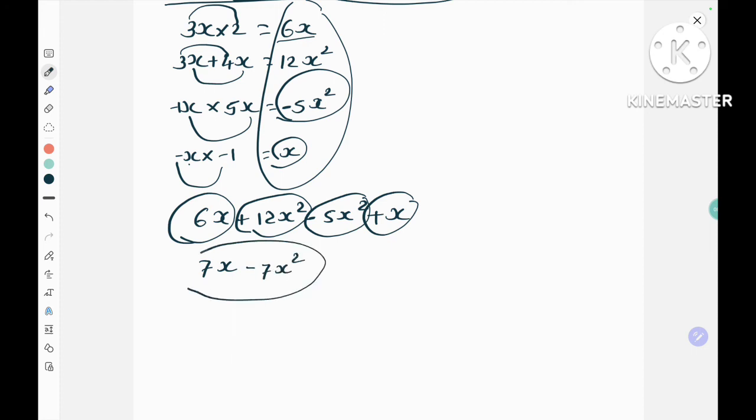Okay, here you can leave your answer like this, but normally we write from biggest to smallest in degree, the power of the variable. So 7x square is the highest degree in this expression. So 7x square comes first, and then plus 7x. Okay, but if you don't want to, you can avoid writing it that way.